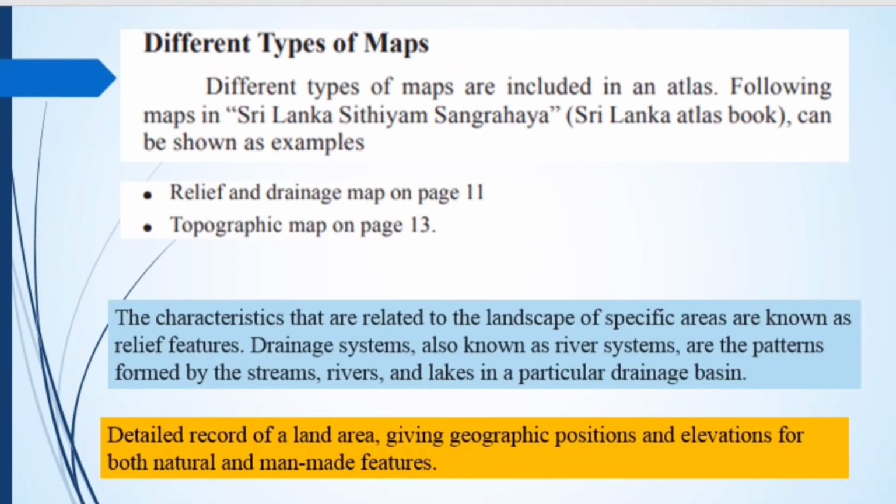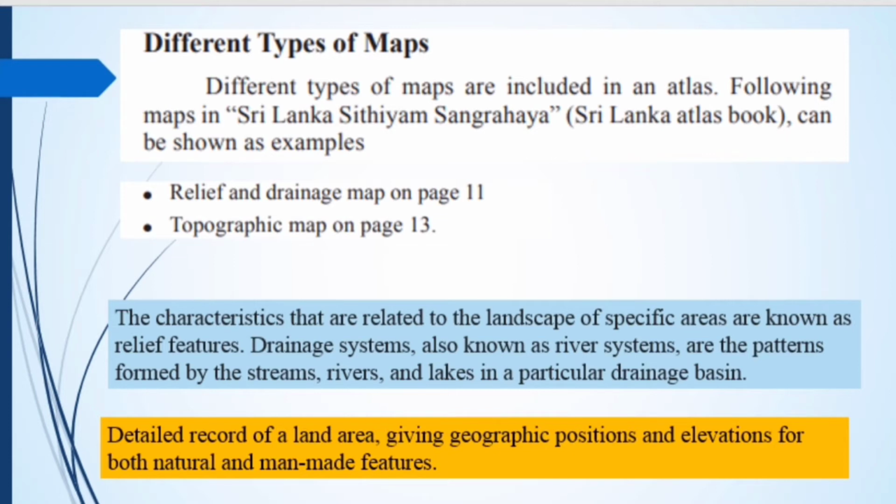Different types of maps are included in an atlas. The following maps in the Sri Lanka Atlas book can be shown as examples. The relief and drainage map is on page 11. What do you mean by a relief and drainage map? The characteristics related to the landscape of a specific area are known as relief features. For example, drainage systems, also known as river systems, are the patterns formed by the streams, rivers and lakes in a particular drainage basin.